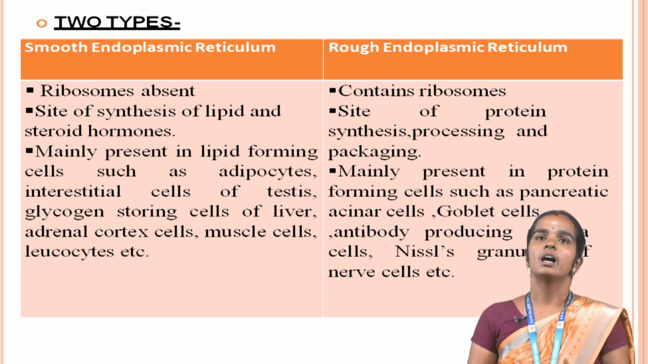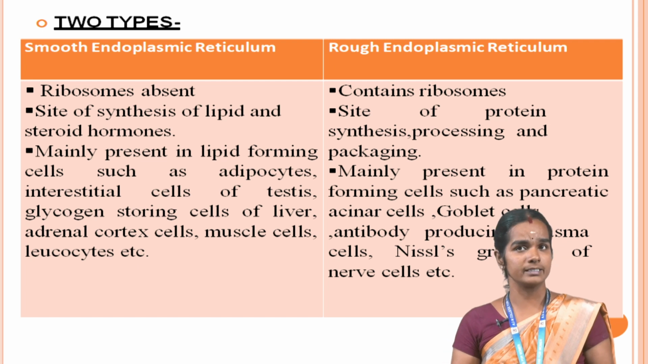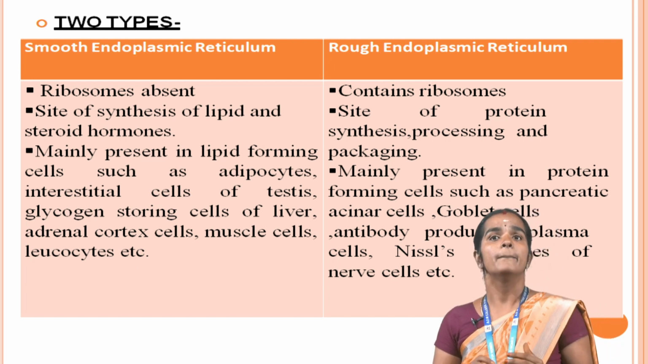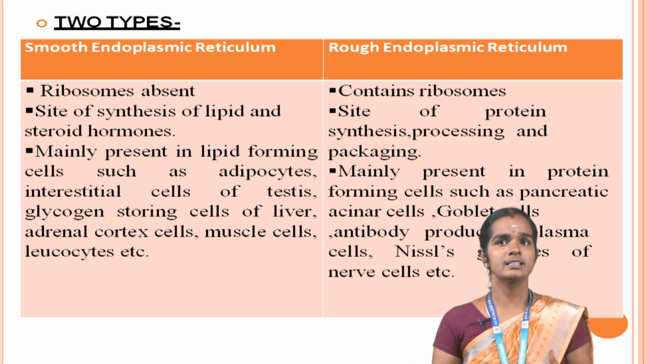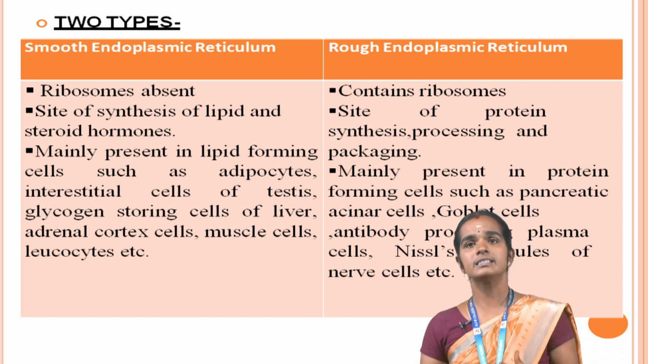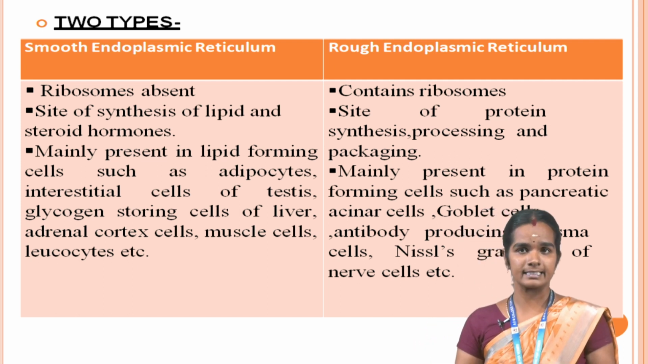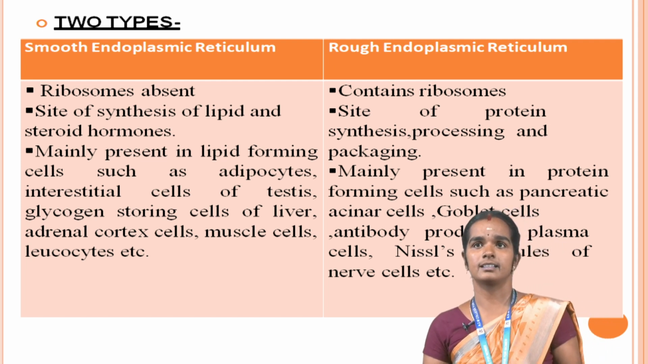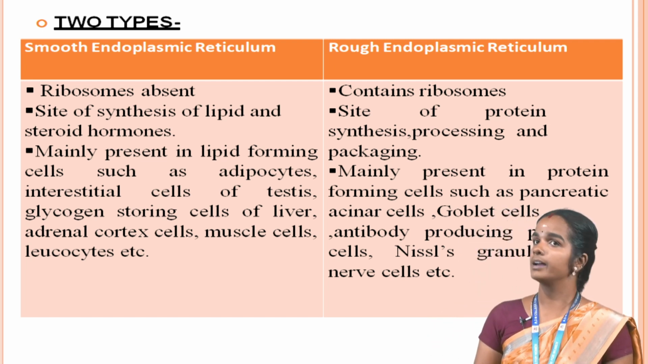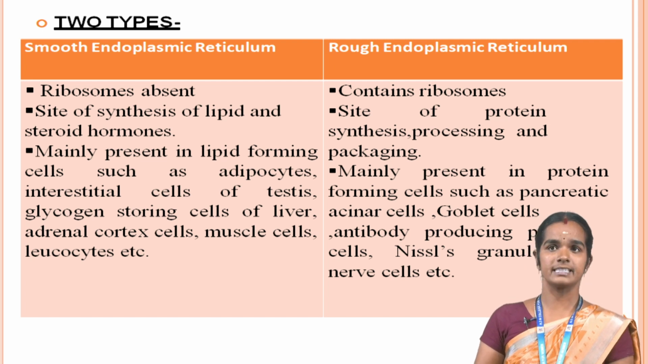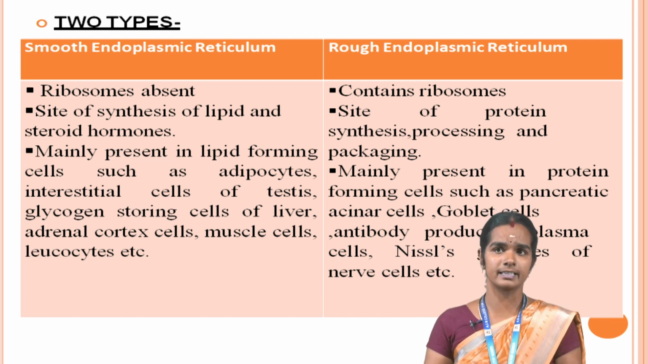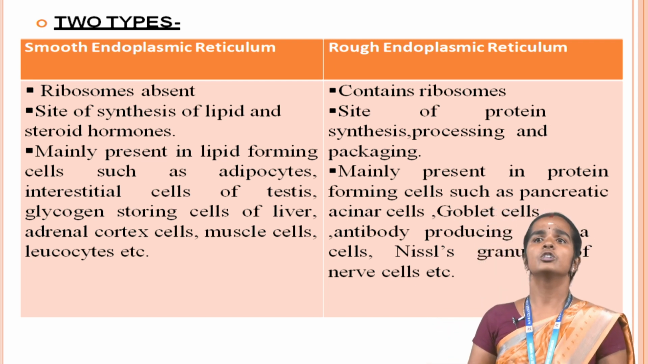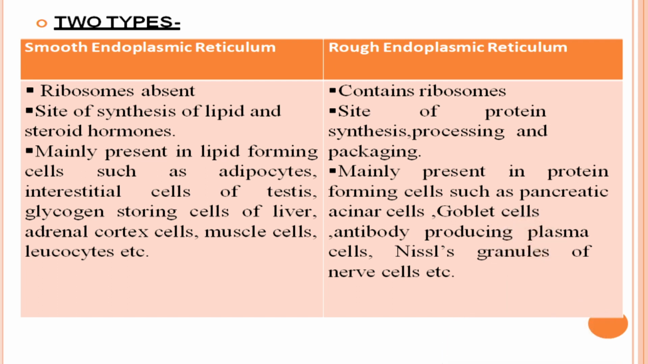In smooth endoplasmic reticulum, ribosomes are absent. It is the site of synthesis of lipids and steroid hormones, mainly present in lipid forming cells such as adipocytes, interstitial cells of testes, glycogen storing cells of liver, adrenal cortex cells, muscle cells, leukocytes, etc. Rough endoplasmic reticulum contains ribosomes, and is the site of protein synthesis, processing and packaging, mainly present in protein forming cells such as pancreatic cells, goblet cells, antibody producing plasma cells, and nerve cells, etc.